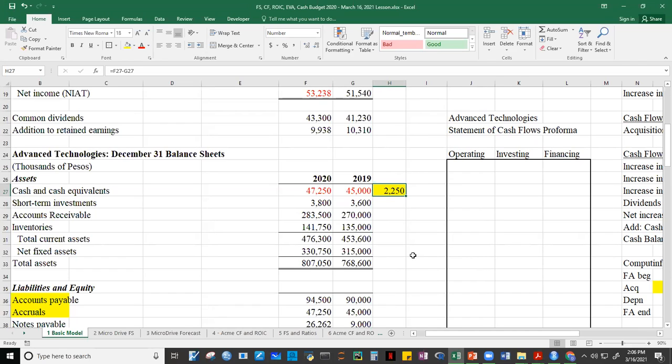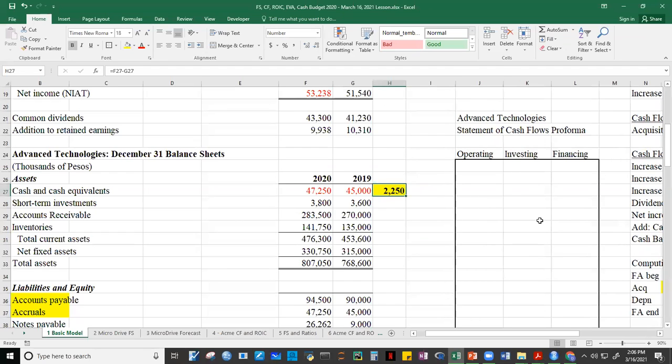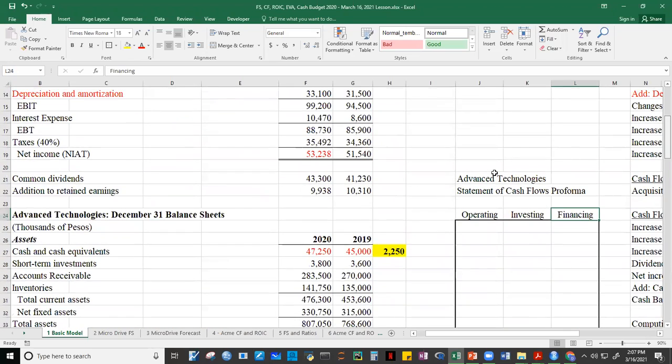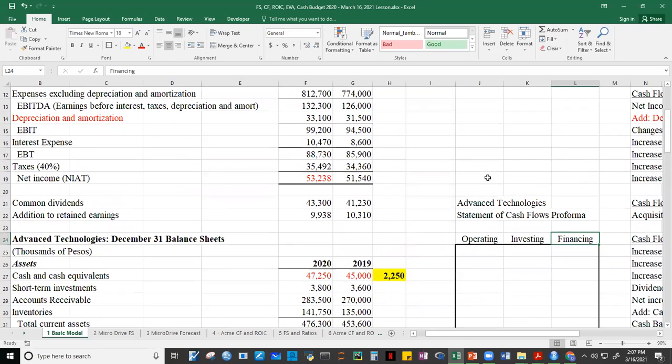So ang tanong, saan ang galing tong 2,250 na to? Okay, saan ang galing yung 2,250 na yan? Yan ang tinitingnan natin sa statement of cash flows, guys. We'd like to investigate where this change in cash flow came from. And we can only do that by looking at the operating, investing, and the financing activities. Okay? So saan natin i-investigahan to? In statement of cash flows, guys, okay, what do we need in order to create your statement of cash flows?